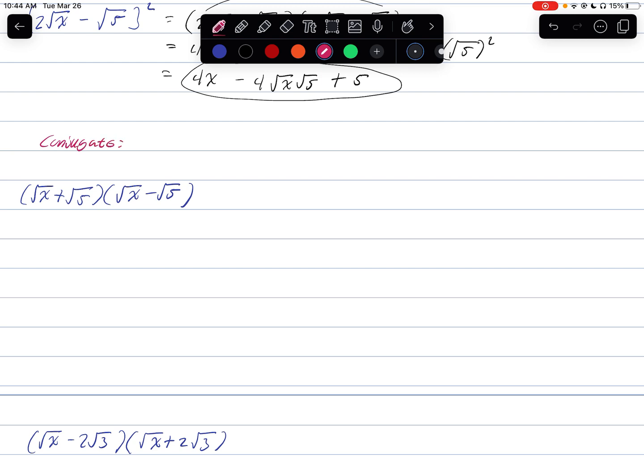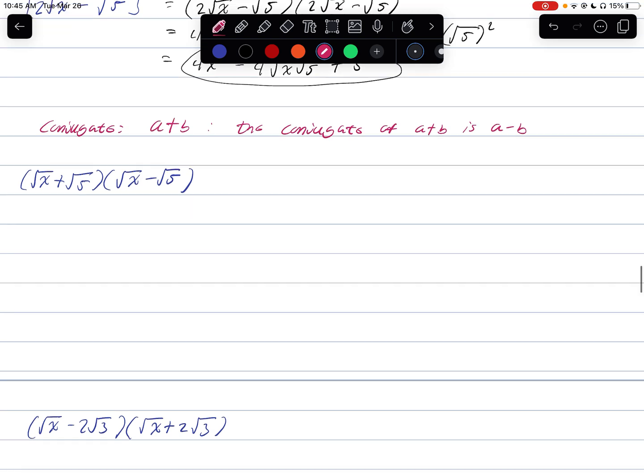Okay, so if you have something like A plus B, the conjugate of A plus B is A minus B, okay? So you're only changing that second sign here. So you go from a positive B to a negative B, okay? And this gives you a really nice property, where you're able to sometimes deal with more complicated equations by taking advantage of this conjugate property here, right?